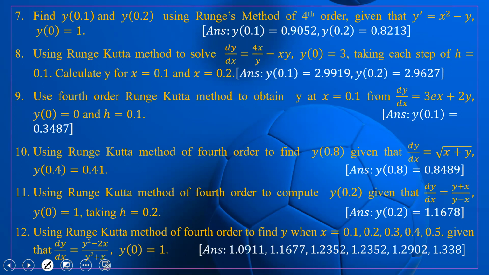Now just see the last example. We have to calculate the value of y at 0.1, 0.2, 0.3, 0.4, 0.5, so we have to take five steps. This is the last method used to find the approximate value of the given differential equation. In the next lecture we will study the predictor-corrector method.